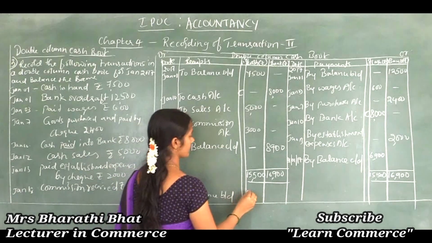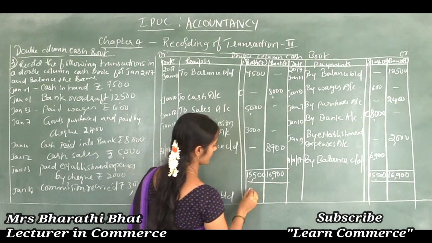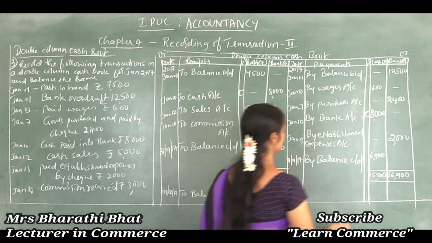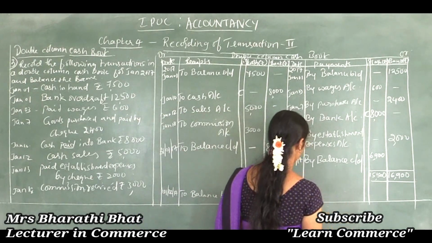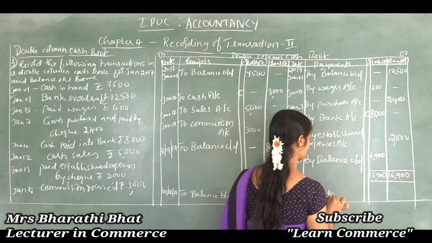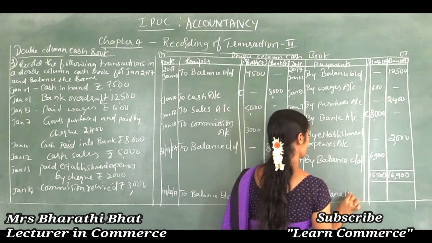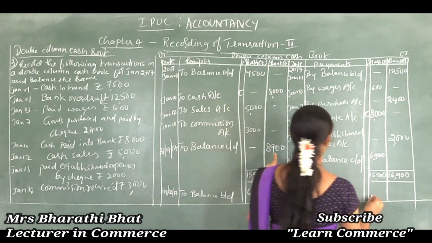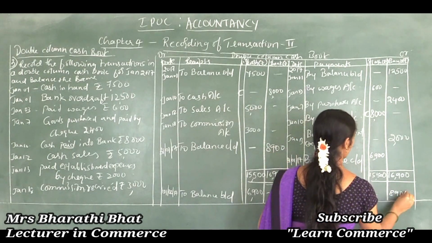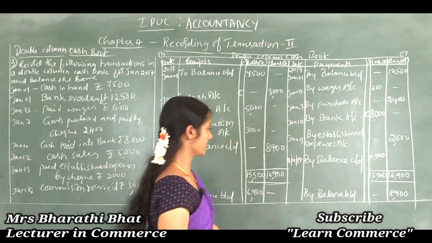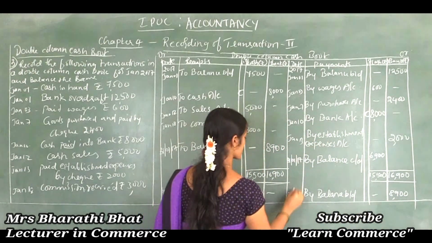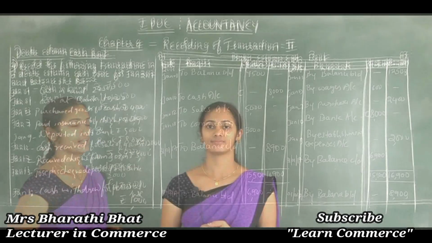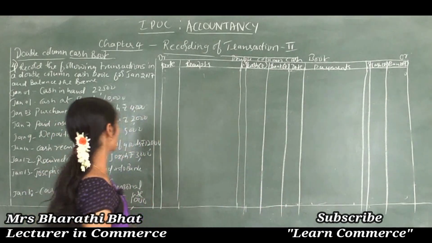brought down 6,900, and here by balance brought down 8,900. Date first of next month. Clear now? Let's see fourth illustration.